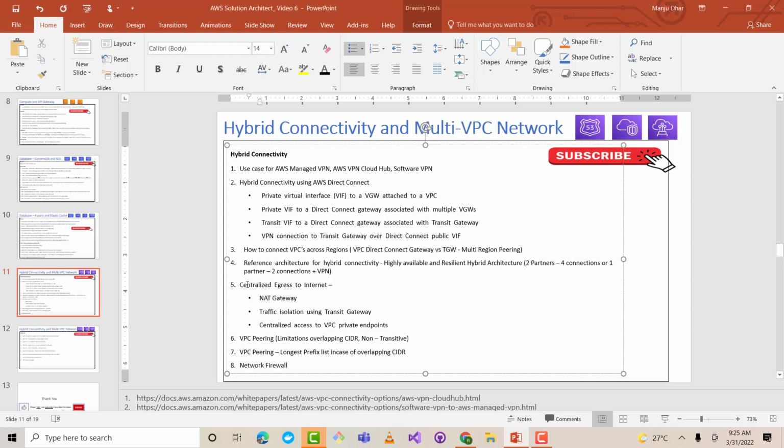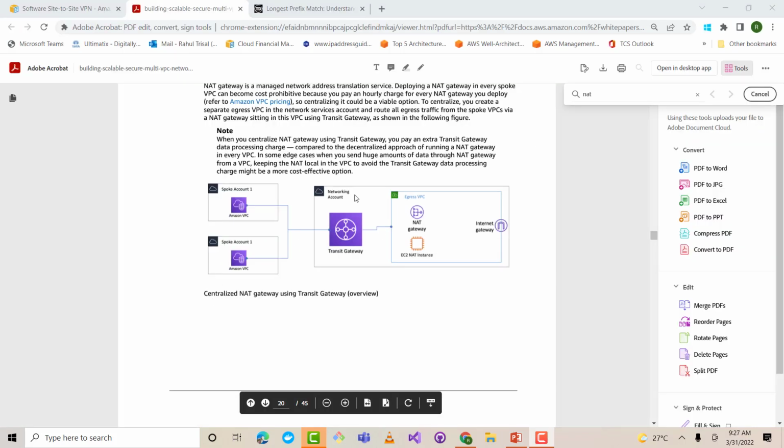Okay, next we are going to look at centralized egress to the internet. Why do we need a centralized egress VPC? The first thing to understand is why we need an egress VPC. You can see here you have the egress VPC within the networking account and a centralized NAT gateway using transit gateway. So why do we need a dedicated egress VPC?